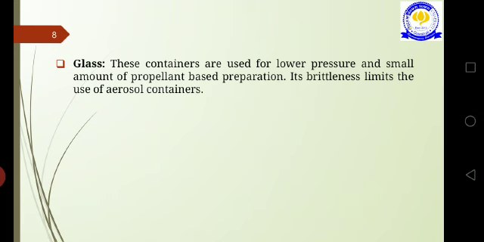The next one is the glass container. Glass containers are very common, but in this particular case the use of glass containers is still restricted, because glass has its own demerits. The first is that it is fragile in nature. Second, it has less pressure resistance capacity compared to metal, obviously. And the next is that it can leach some alkali when it comes in contact with the product concentrate. In this way it may destabilize the product.